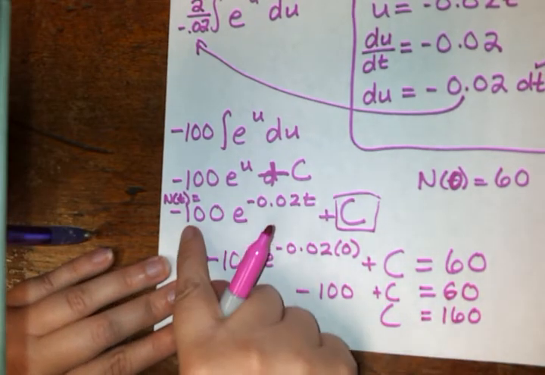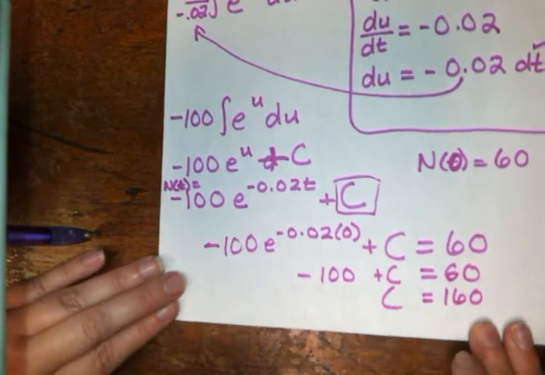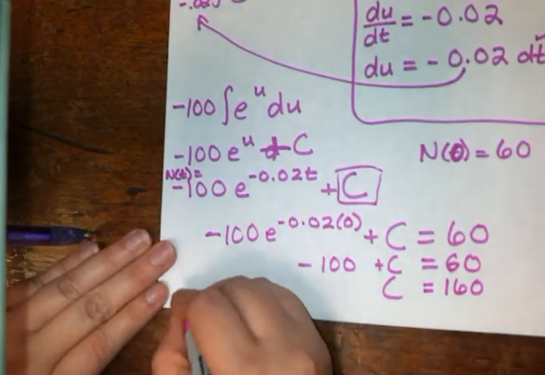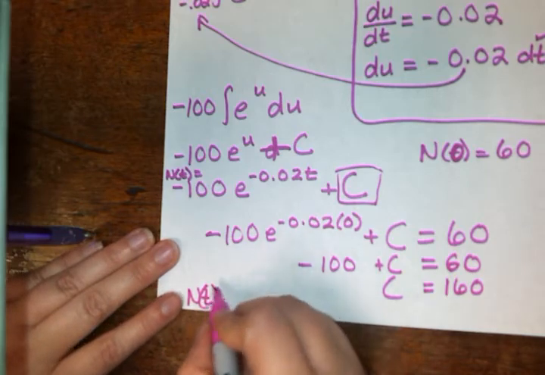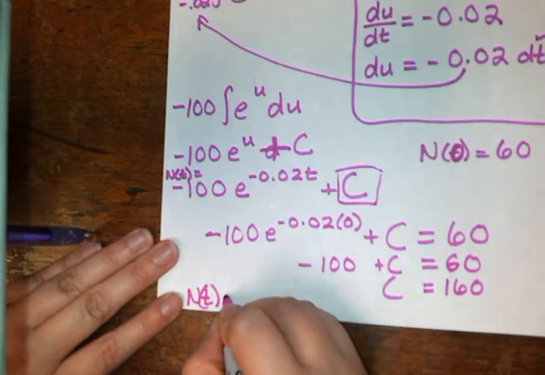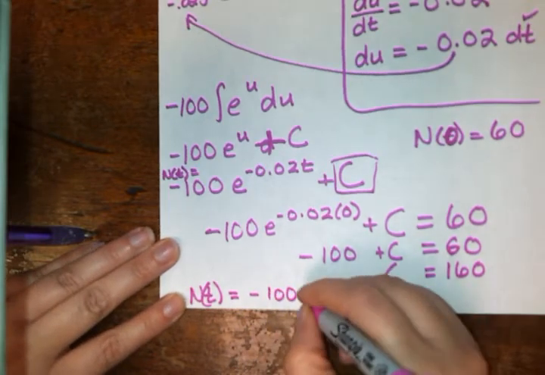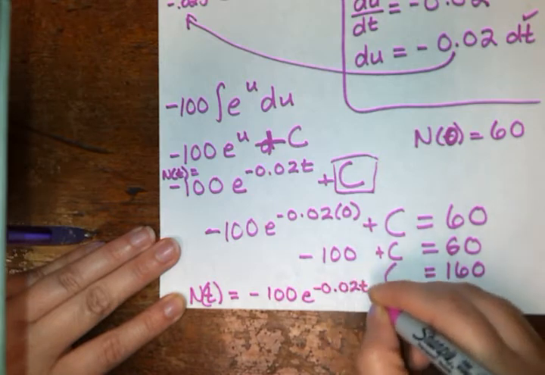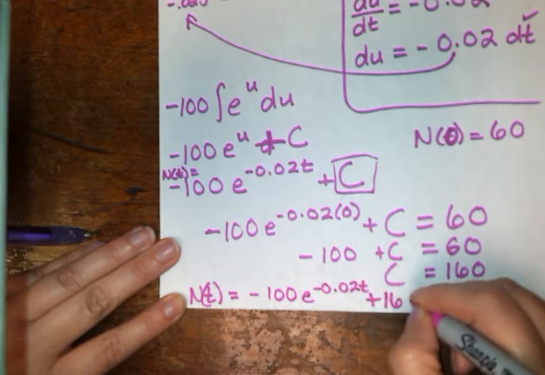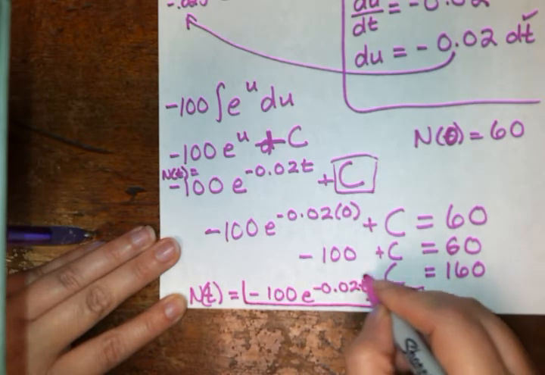160. That means I can plug that 160 in where I had c before, so my final function, the one that I want to enter into WebAssign, is going to be n of t, that's what they're looking for, equals negative 100 times e to the negative 0.02t plus 160. And that is what you're going to enter.